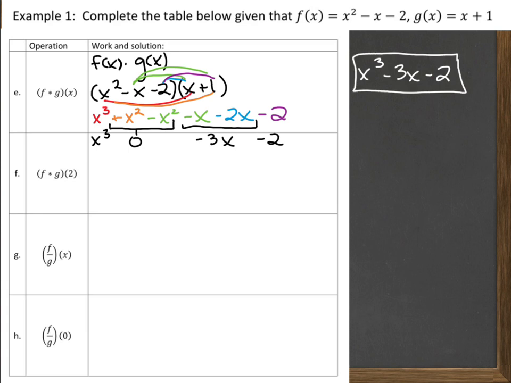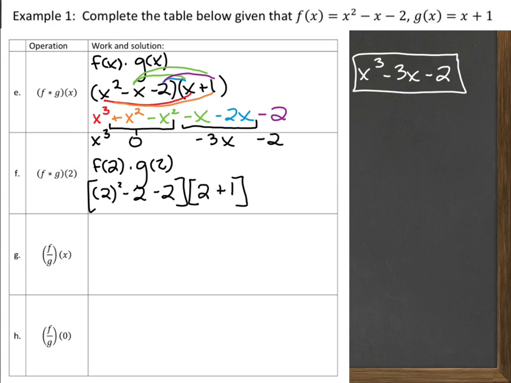All right, so if we look at our next example, we can see that this time we're still multiplying our functions, but we have a number to put in place of x. So we're going to find, well, what is f of 2 times g of 2? Well, f of 2, that's going to be 2 quantity squared minus 2 minus 2. And we're going to take that whole thing and multiply it by 2 plus 1. So let's think about this. 2 squared is 4, so we have 4 minus 2 minus 2, right? And then, of course, 2 plus 1 is just 3.